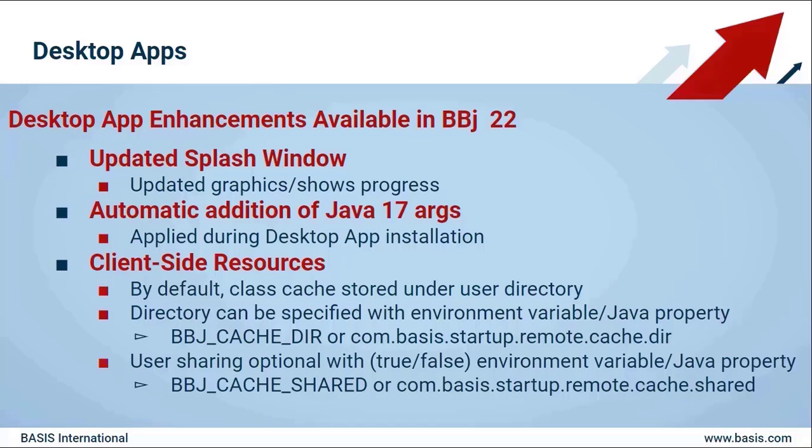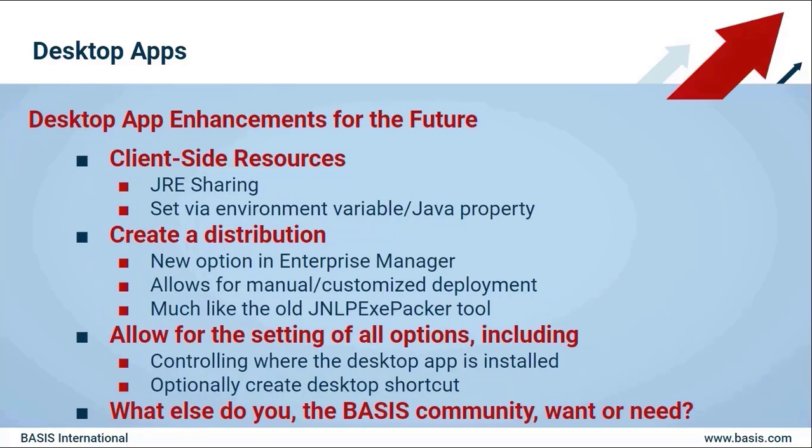User sharing is also optional with a true or false environment variable or a Java property. And what this means is if you have multiple users using the same client machine, for example, like terminal services or some kind of environment like that, you can now choose to share this cache, and it won't be on a per user basis anymore. And you just set that with the true or false environment variable, the BBJ cache shared, or the com.basis.startup.remote.cache.shared Java property.